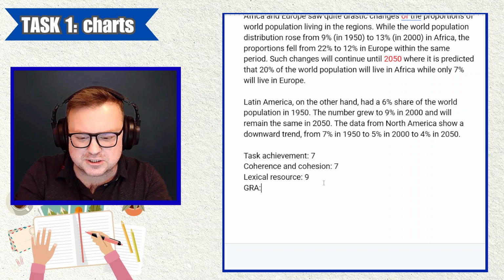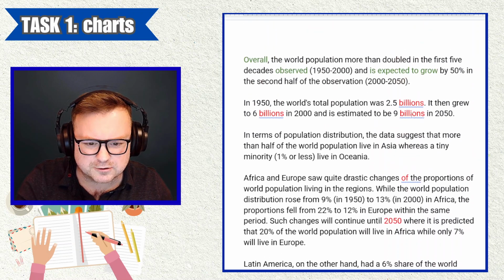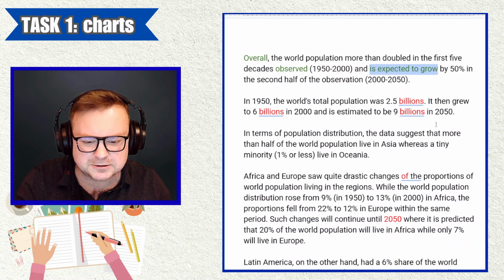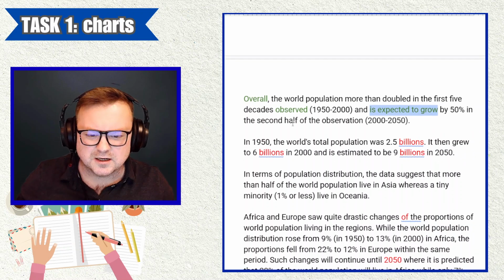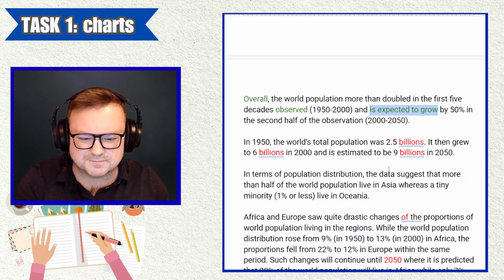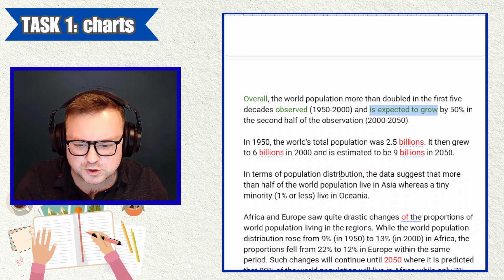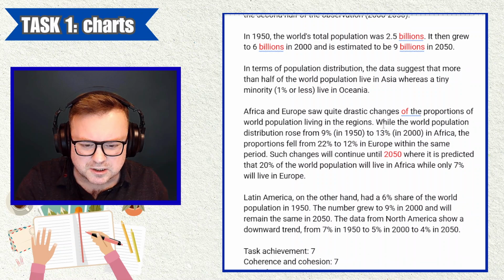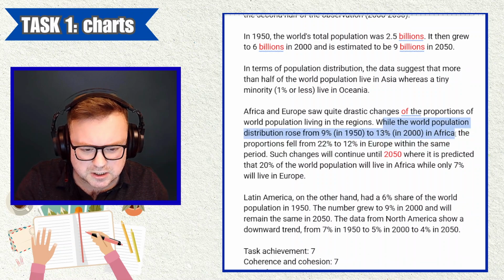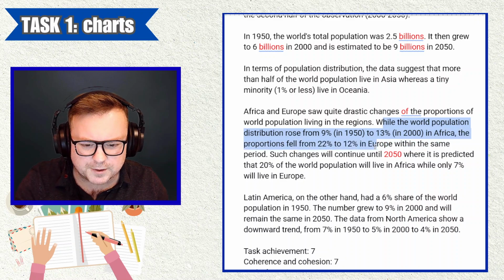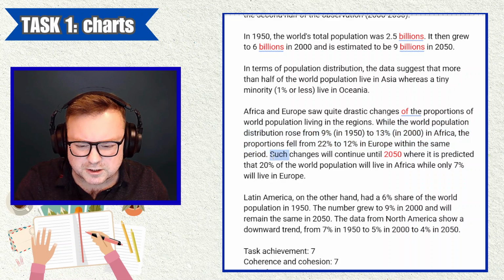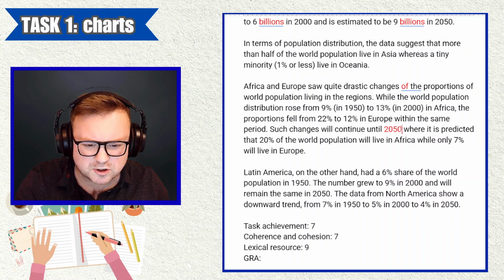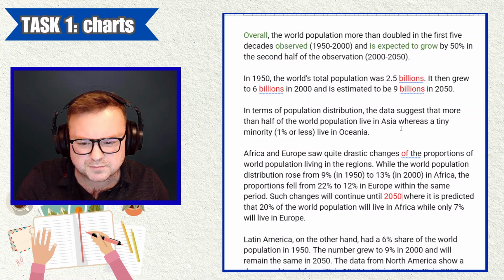Grammatical range and accuracy. So we are very, very strong with our grammar too. Really like, again, these expected to grow, predicted to grow, things like this. I love these adjectives that predict the future. You deal with past, present, and future nicely. You have nice subordination here. Nice complex sentences, really good referencing. Again, while we're Mr. Comma here, not a big problem, but okay.